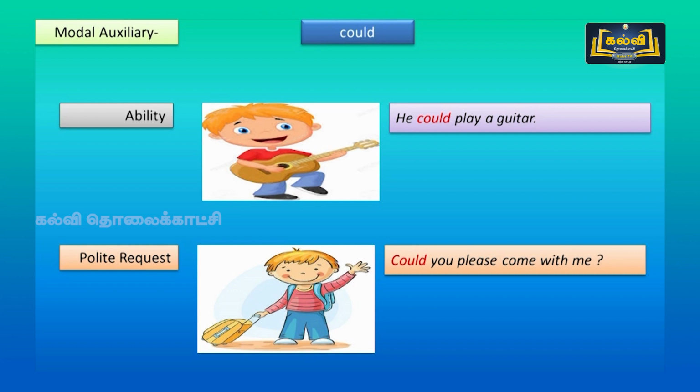These are some of the ways to express the mood by using the modal auxiliary can. Coming to the next one, the past form of can is could. Here it can be used to show the ability or to express a polite request. Look at the picture. A boy is playing a guitar. He could play a guitar. Look at the next picture. A boy with a bag. Could you please come with me? That is a polite request. So, for polite request, you can use could.